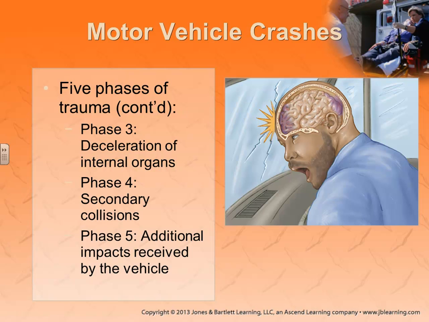Phase 3 is the deceleration of internal organs. Phase 4 is your secondary collisions, and then Phase 5 is additional impacts received by the vehicle. So it just all goes back to what we've talked about in previous classes. All right, you've got the vehicle impact, you've got the body impact, you've got the organ impact, then you've got the other objects. It's the present in the back of the car that comes slamming into somebody's head.